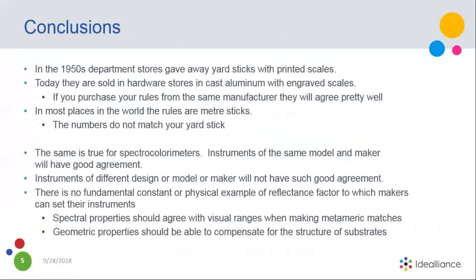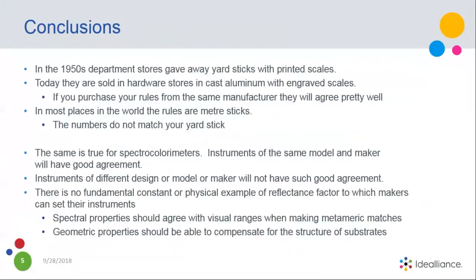So instruments of different design, it's already been pointed out, or model or maker will not have such good agreement. There's no fundamental constant or physical example of reflectance factor to which makers can set their instruments. Spectral properties should agree with our visual ranges. If we're going to build an instrument to measure color, it should match what we see. It shouldn't just be made some way in order to make it inexpensive, or to make it easy to use, or to make it portable.